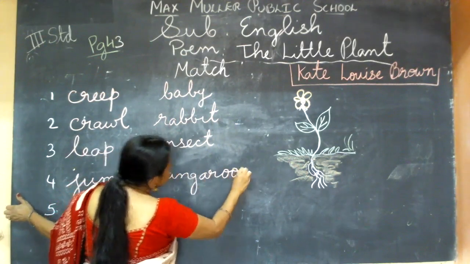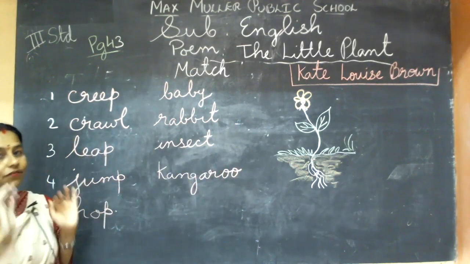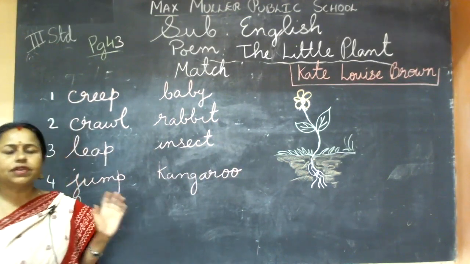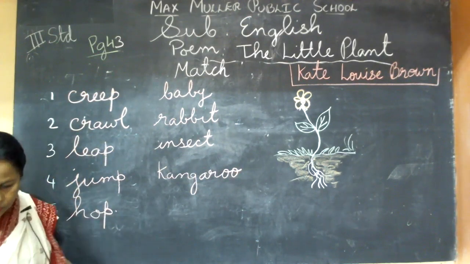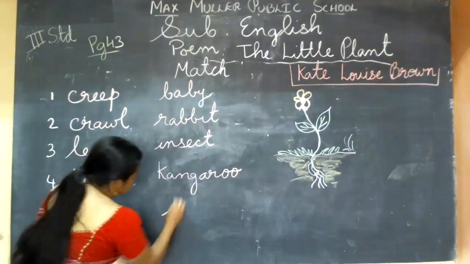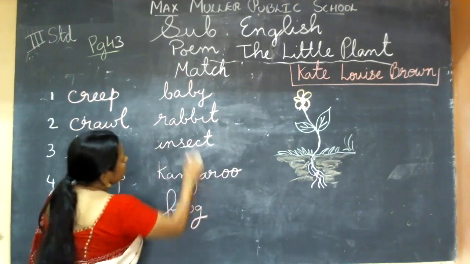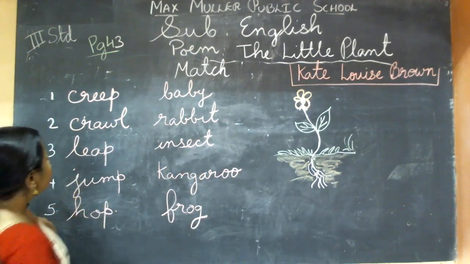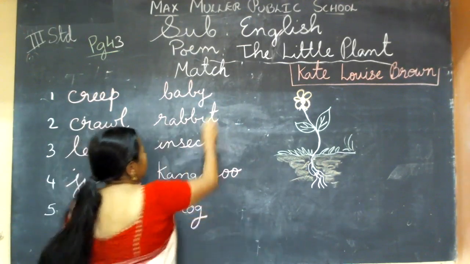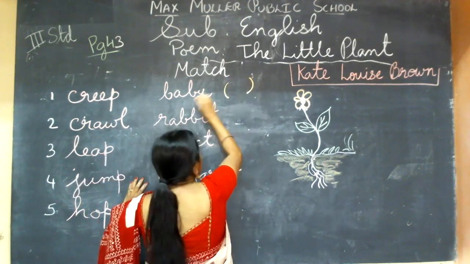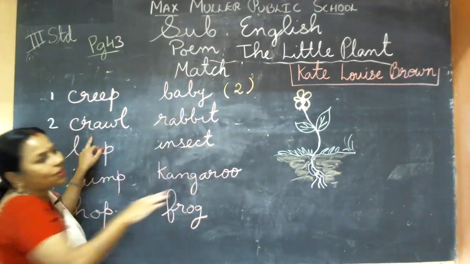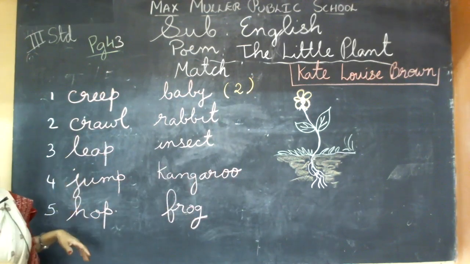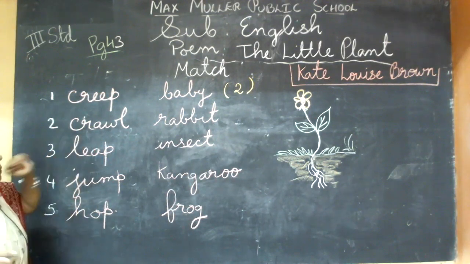Kangaroo, you have seen, I think. Their front two legs are very small, but backside legs are very long and very, very strong. So, kangaroo and frog, F-R-O-G, frog. Now, see, baby, normally we say crawl. Baby, they crawl. So write the number here, beside baby, you write number 2. Baby normally they crawl until they learn to walk. So they crawl on the floor. So crawl, baby crawl.